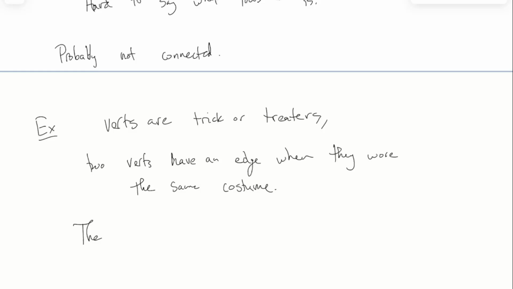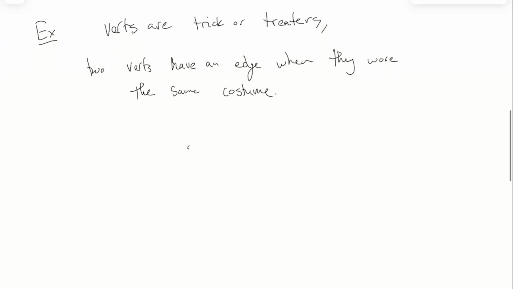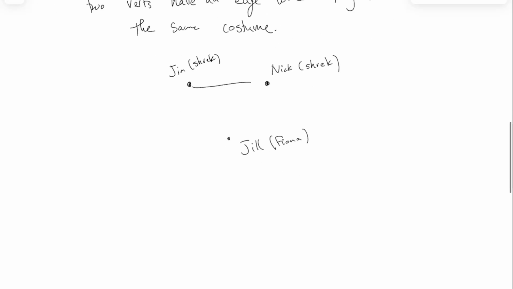Here, a little piece of the graph might look like something like, Jim, who was a Shrek, is the same as Nick, who was a Shrek. I don't know why I'm on Shrek today. They get an edge, but Jill, who was a Fiona, that's the girl Shrek, would not have an edge to those Shreks, because she has a different costume than those Shreks. This is what a little piece of the graph looks like. Can anybody describe in words what the degree represents here?